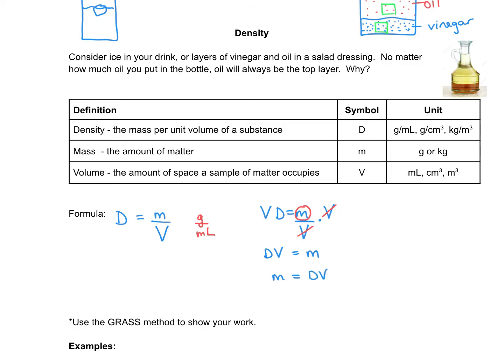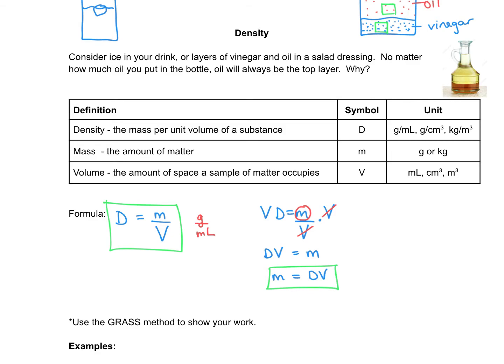So we had one formula here that had density by itself. Here's a second formula now that has mass by itself. So I would use this formula if I've been given the mass and the volume. I would use this formula if I'm trying to find mass and I've been given the density and the volume.